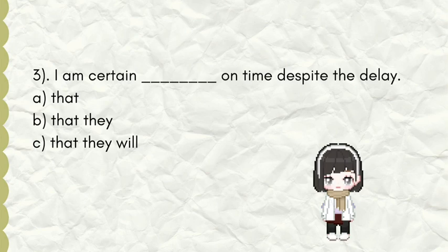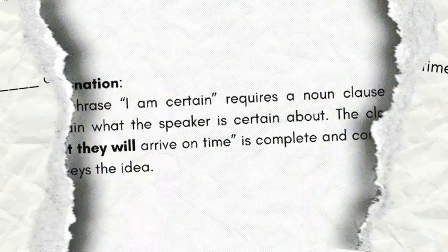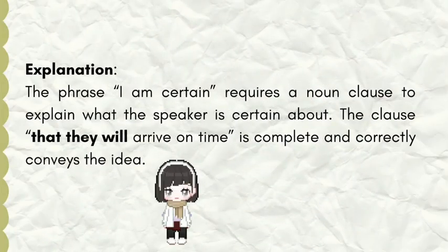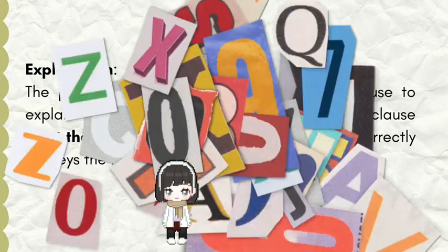Okay, time's up. Congratulations to those who answered C. The answer is that they will. Now we move to the explanation of answer number 3. The phrase I am certain requires a noun clause to explain what the speaker is certain about. The clause in answer C, that they will arrive on time, is complete and correctly conveys the idea.